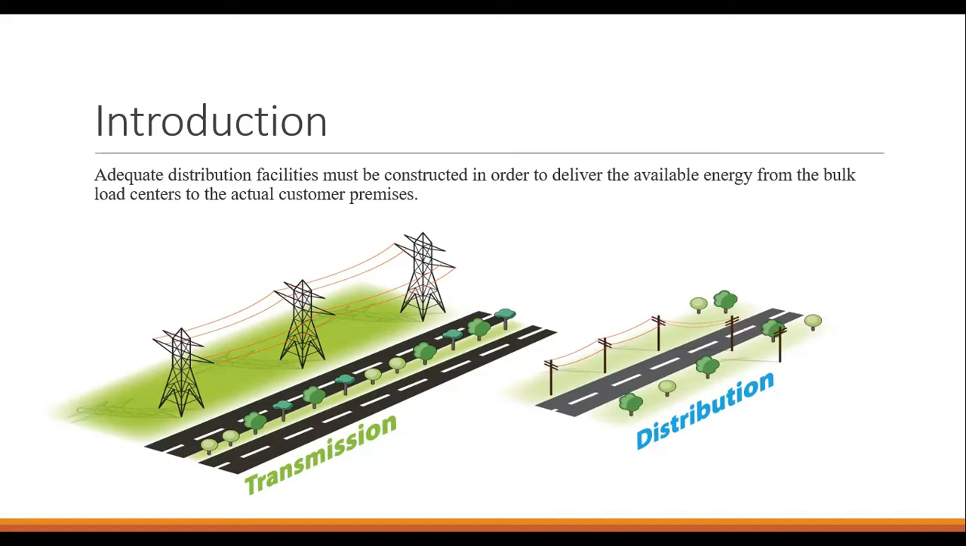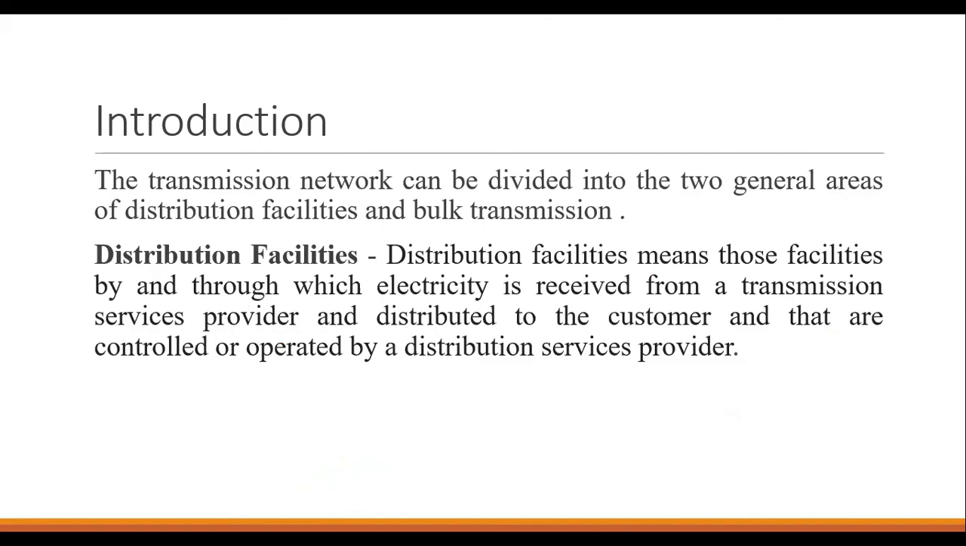The reliability at which these three subsystems, namely generation, transmission, and distribution, will function is of utmost importance. The transmission network can be divided into two general areas, bulk transmission and distribution facilities. The distinction between these two areas cannot be made strictly on a voltage basis, but must include the function of the facility within the system. First, we have the distribution facilities. Distribution facilities means those facilities by and through which electricity is received from the transmission service provider and distributed to the customer and that are controlled or operated by a distribution service provider.